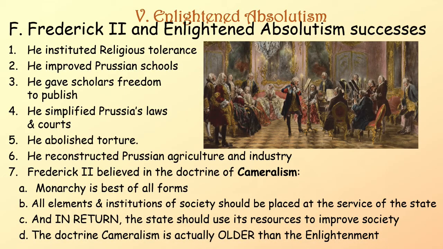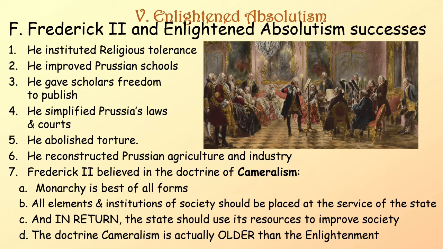Frederick II and Enlightened Absolutism successes. Frederick instituted religious tolerance in Prussia. He improved Prussian schools. He gave scholars the freedom to publish as they wanted to. He simplified Prussia's laws and Prussia's courts. He abolished torture. He reconstructed Prussian agriculture and industry.